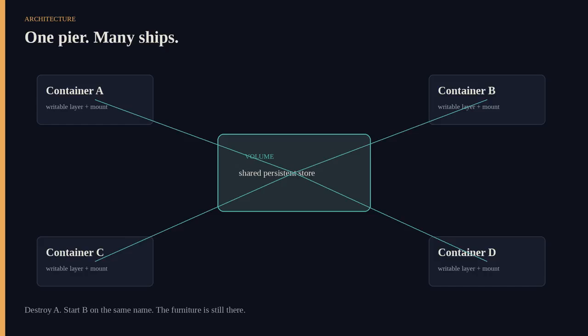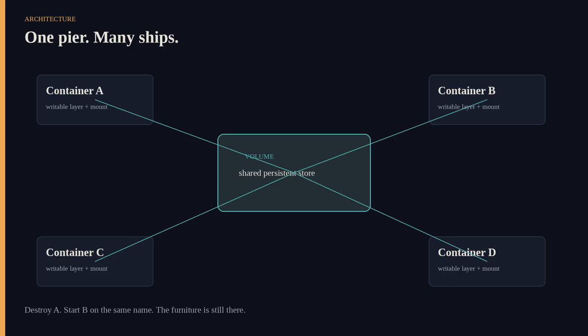Picture one node in the middle, call it the volume. Around it, several containers, not stacked, not nested, just attached by mounts, like ships tied to the same pier. Each container still has its own writable layer for throwaway files, but the important path, /data or /shared-volume, or the database directory, is not on that layer. It is a doorway into the pier.